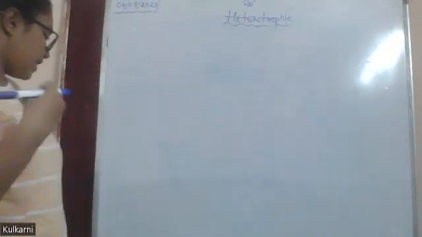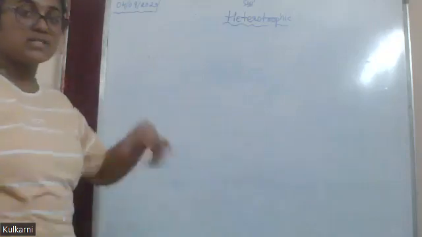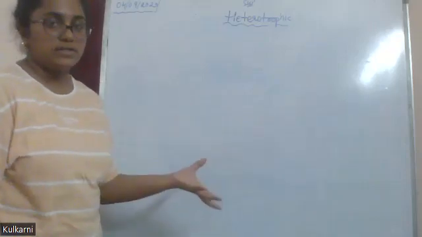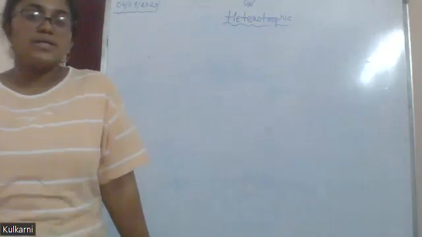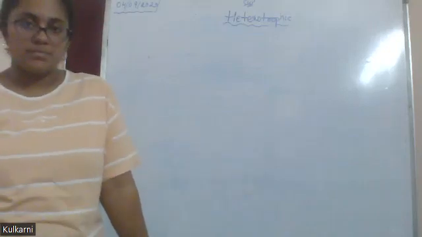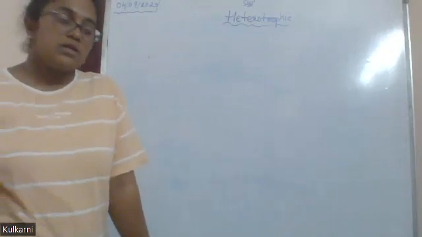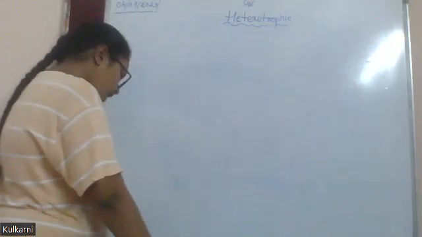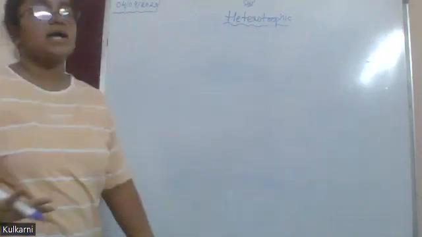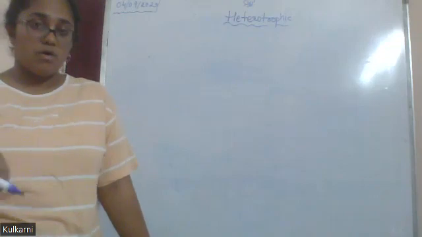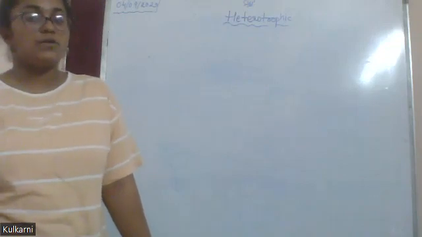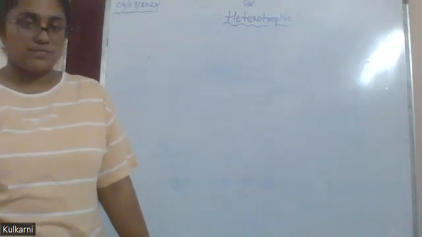Heterotrophic nutrition is the kind of nutrition where an organism is dependent on another organism. Right? You are depending on your mother. I am also dependent on my mother. So organisms that exhibit this type of nutrition are called heterotrophic organisms or heterotrophs.